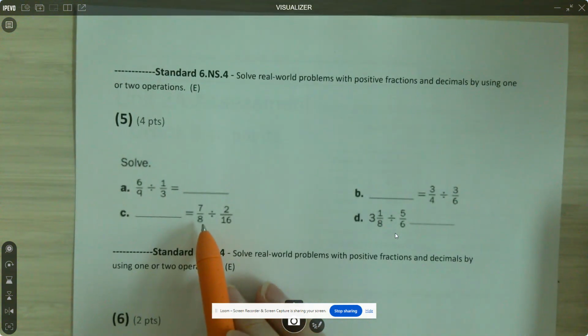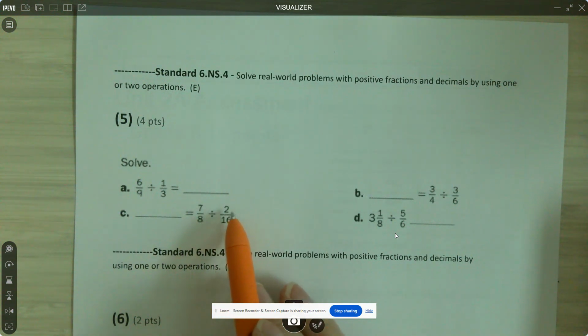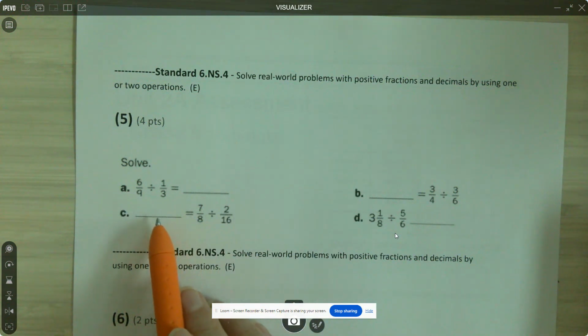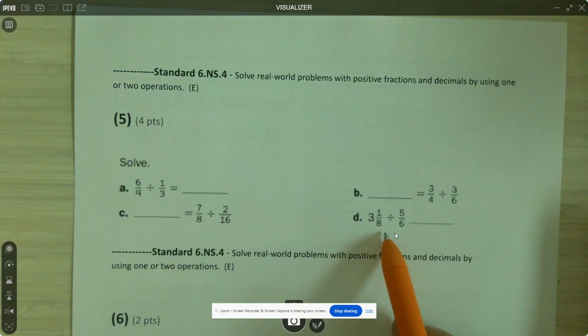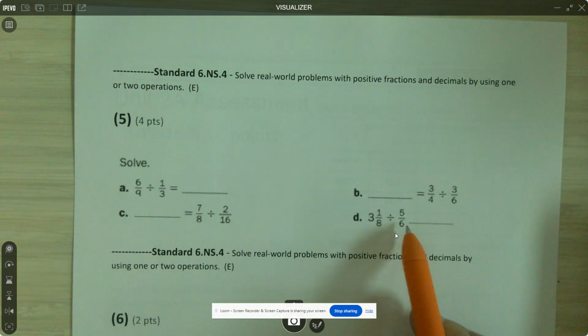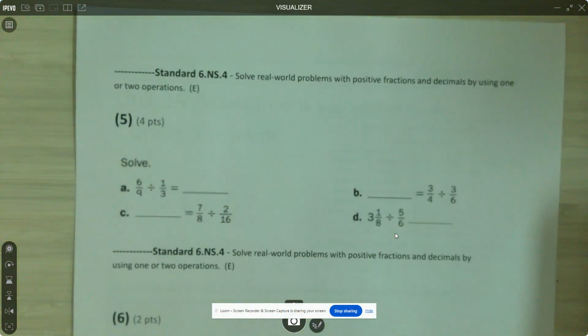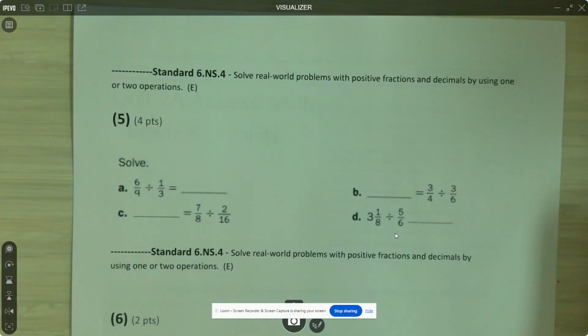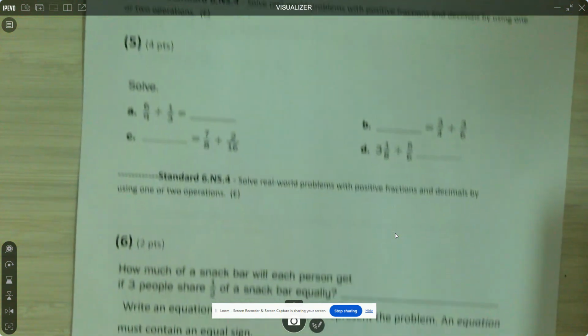Then for part C right here, you're going to do 7/8 divided by 2/16. Again, you'll write your answer on the line right here. Then for part D, or letter D, you're going to do 3 1/8 divided by 5/6. Go ahead and pause your video so that you can solve those problems.